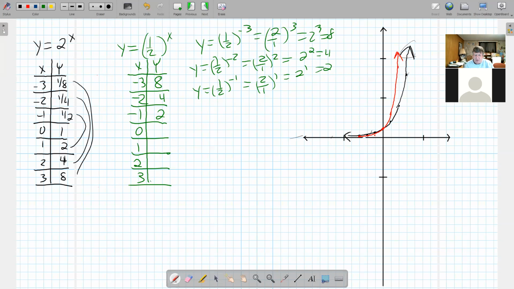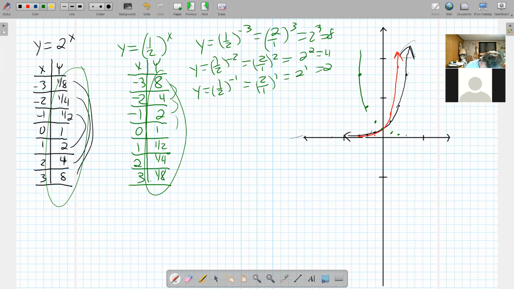What's happening now? Instead of doubling, what are the y values doing? What's going on here? They're cutting in half, aren't they? So this would be 1, a half, a fourth, an eighth. Oh, look at these values compared to those. They're just switched around, aren't they? So what does that graph look like? -3, 8, -2, 4, -1, 2, 0, 1, a half, a fourth, an eighth.